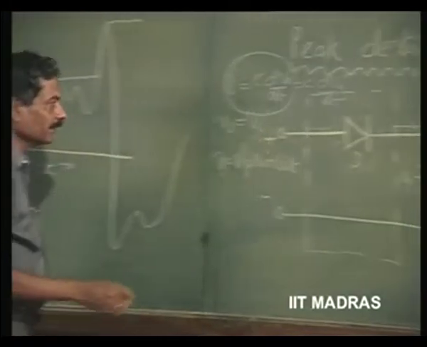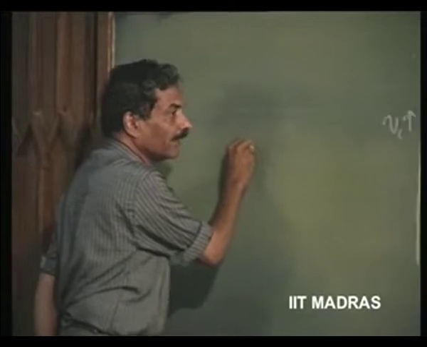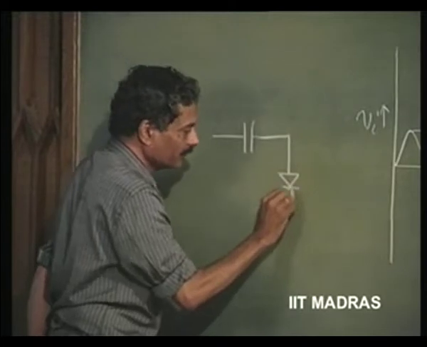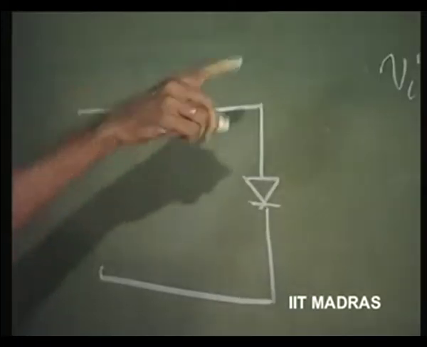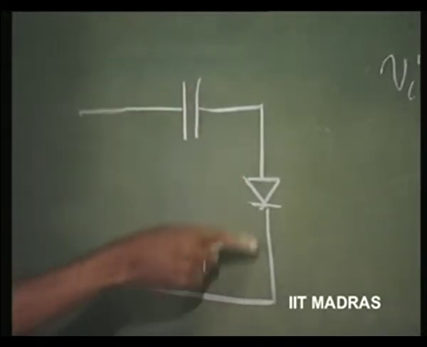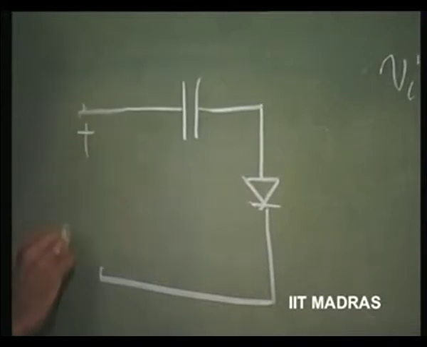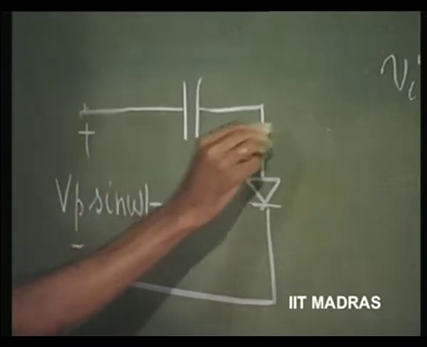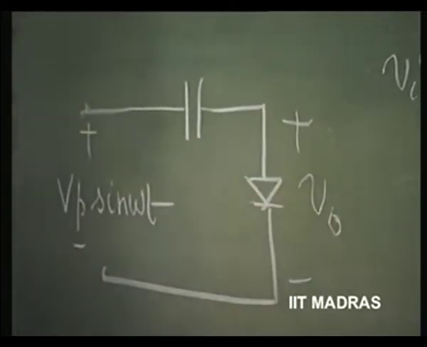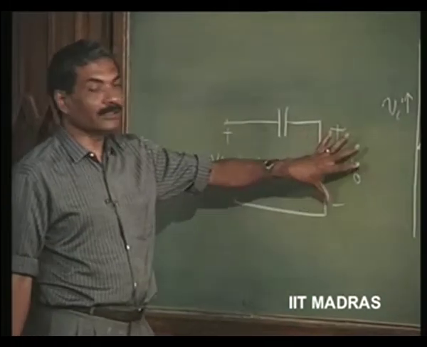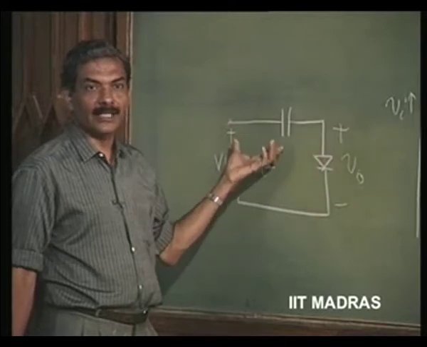So, let us put this circuit in a different manner: capacitor is brought here and the diode is put here. The same circuit, nothing has changed. I have put the capacitor on this side and diode on this side, and this is Vp sin omega t. So, let us see what V naught is. Please remember, this is the same peak detector circuit which has been changed only in this aspect. I am finding out the voltage across the diode instead of voltage across the capacitor.